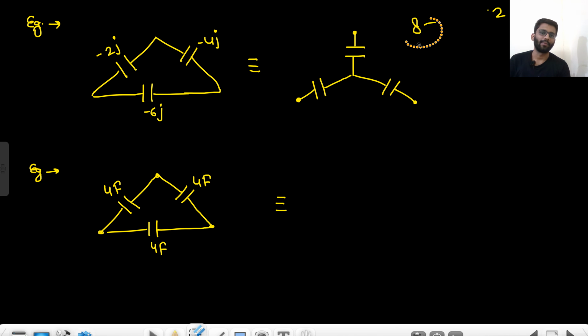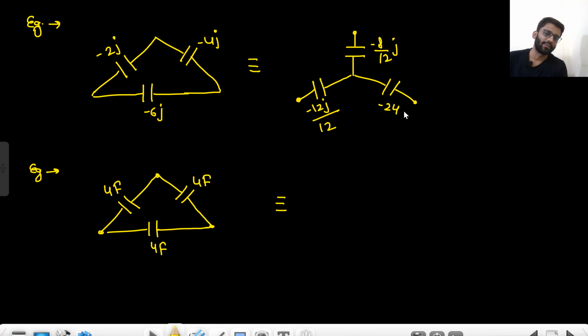Why so? Because these are the impedances. So basically 8 by 12, that will be your answer. 8 by 12. Multiplication of these two divided by addition of all. Here multiplication of these two divided by all 12, sorry, 12 by 12. Here multiplication of these two minus 24 divided by 12.